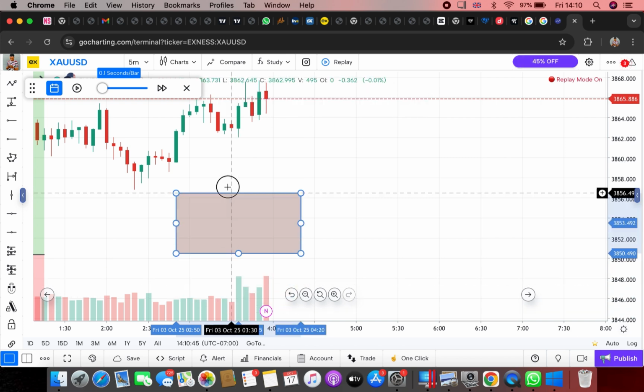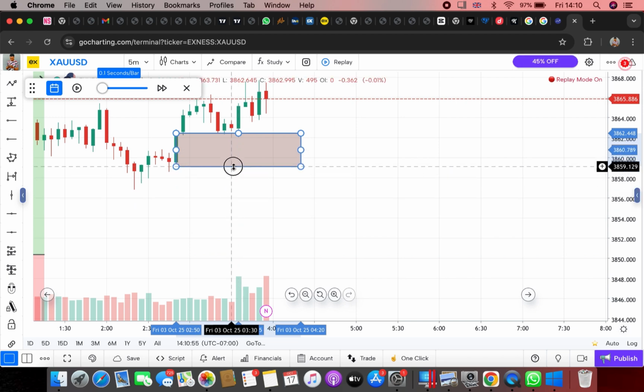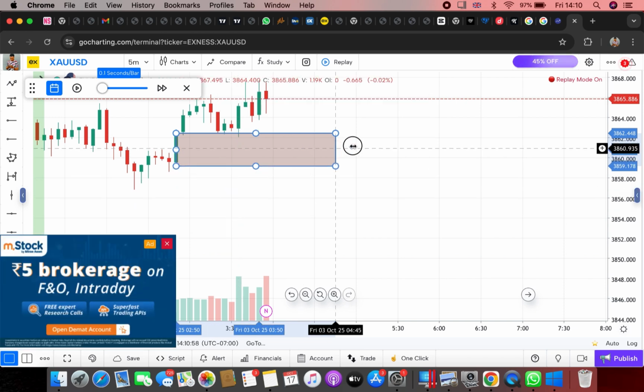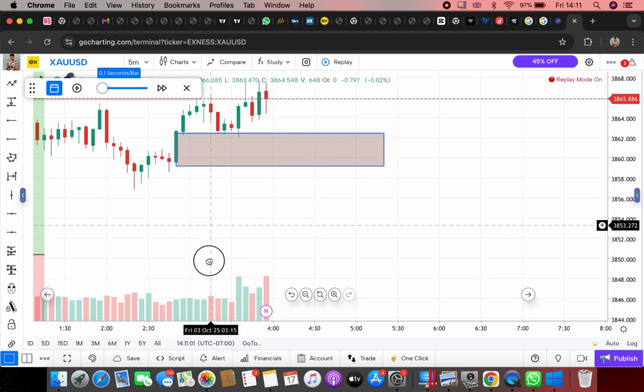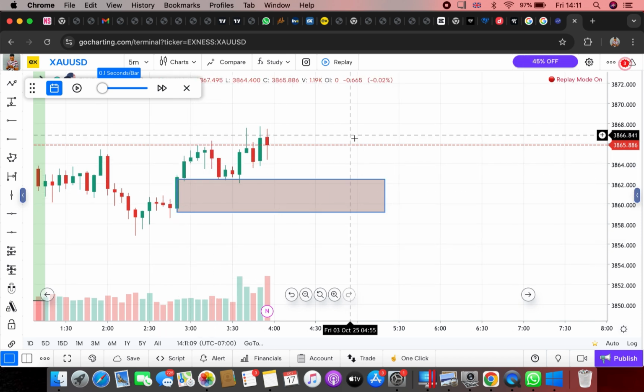This is another fair value gap. From here to here is a fair value gap, a long candle that wasn't mitigated. That's what we call the fair value gap. You can see the market moved up, came back, and mitigated this fair value gap before moving towards the upside again.